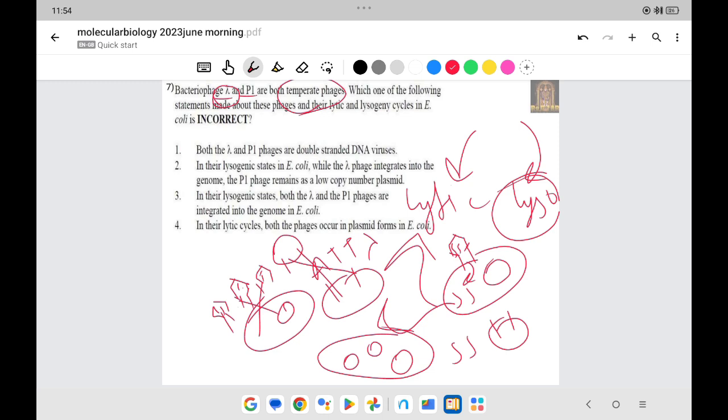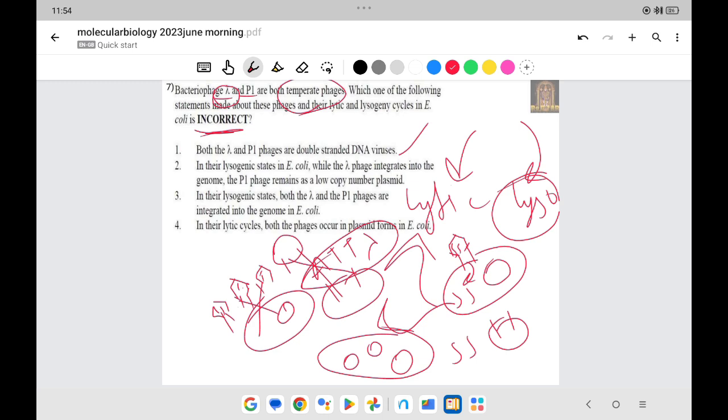The first one, here you have to identify the incorrect one. Both the lambda and P1 phages are double stranded DNA viruses. This is correct. The next one: in their lysogenic state in E. coli, the lambda phage integrates into the genome via the att lambda site. In the case of the lysogenic cycle, the P1 phage remains as a low copy number plasmid.